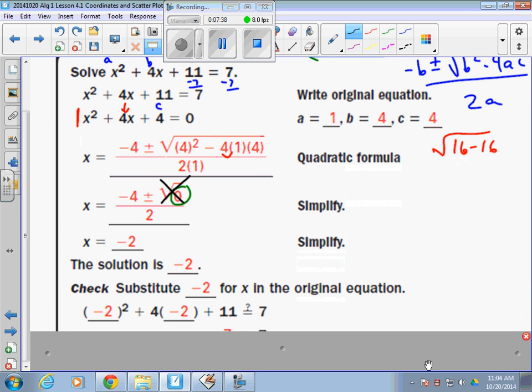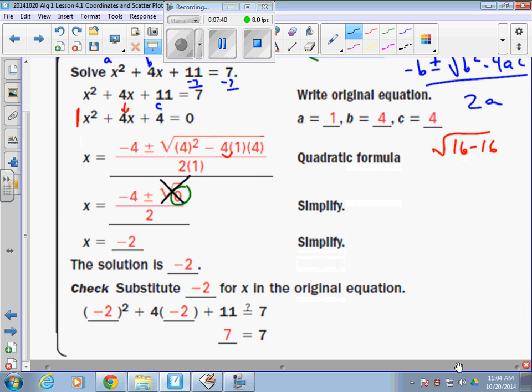Since the solution is negative 2, when you substitute it back in, you get a true statement. Negative 2 squared is 4. 4 times negative 2 is minus 8, so 4 minus 8 is going to be negative 4, and negative 4 plus 11 is equal to 7. That is a true statement. And again, since it said plus or minus the square root of 0, it doesn't matter if you add or subtract 0, it's still only going to give you 1 solution.